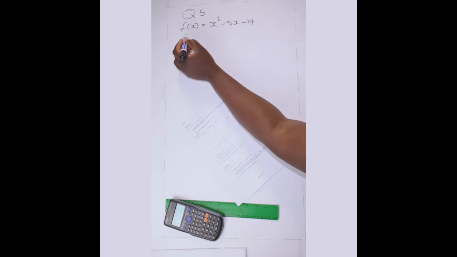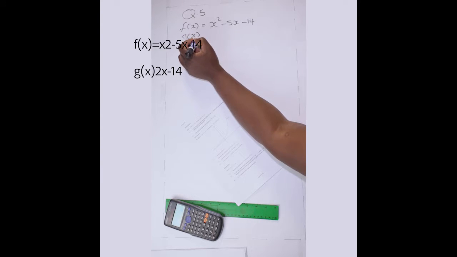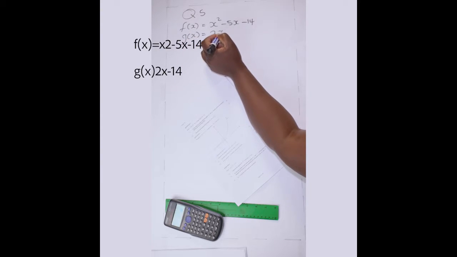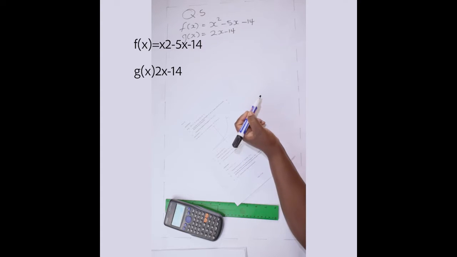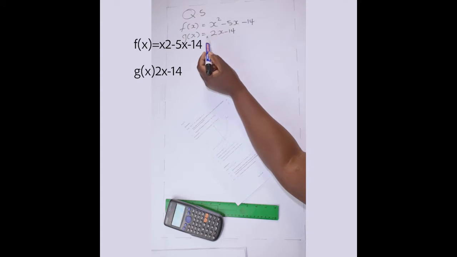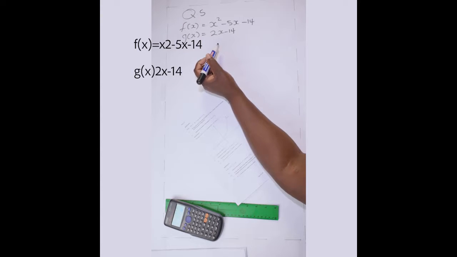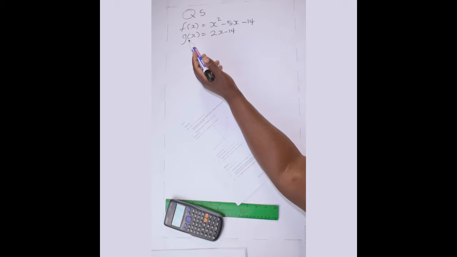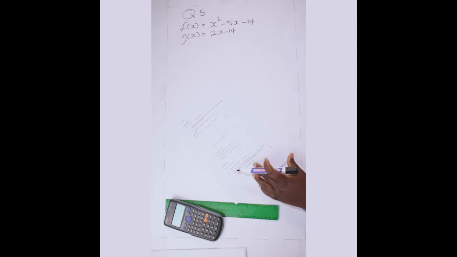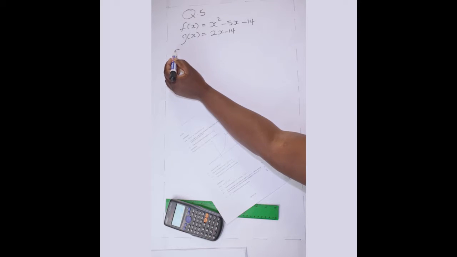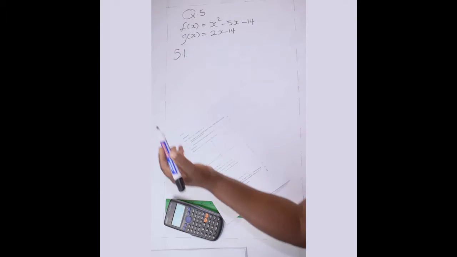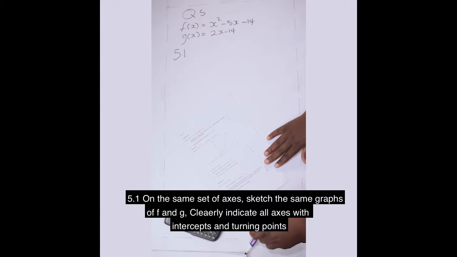Now the next equation is g of x equals 2x minus 14. This is strictly a straight line, and it is a positive straight line that will go from your left slanting to the right, not from your right to the left. Okay, so let's draw them, because in 5.1 they said you must draw them on the same set of x's.